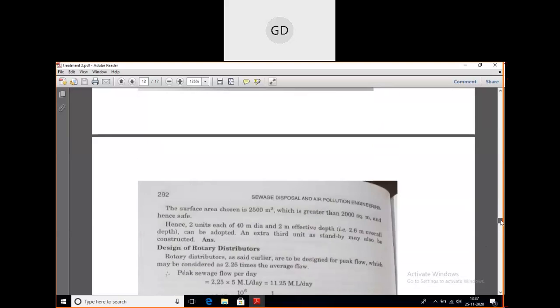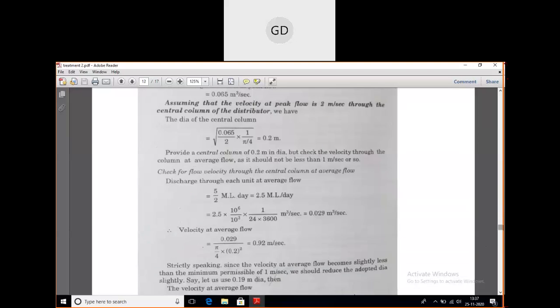Next, we have one table, one chart, where the ratios between small d by capital D and small a by capital A were written.